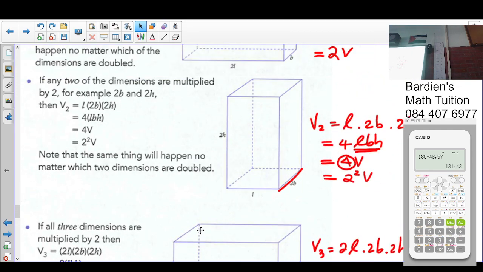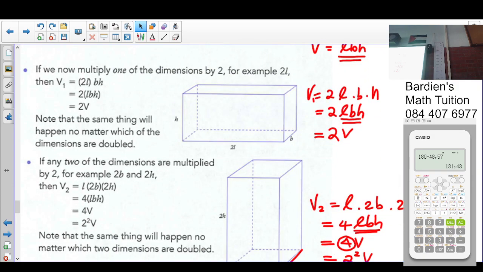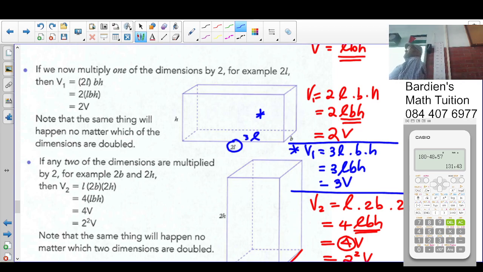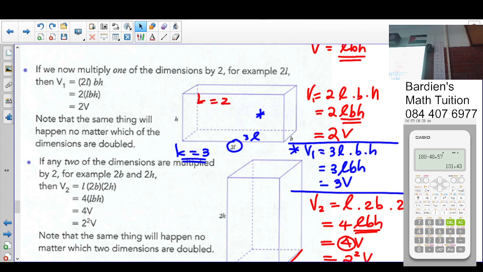So what if they tripled this? Let's use the other color. If it was tripled, they tripled that length, that would be 3L now. So the volume in the first case should have been 3L times B times H, which is 3 LBH, which is 3 times the original volume. Remember, the blue K was now 3, we're tripling. In the red, K was 2. Just keep that in mind.